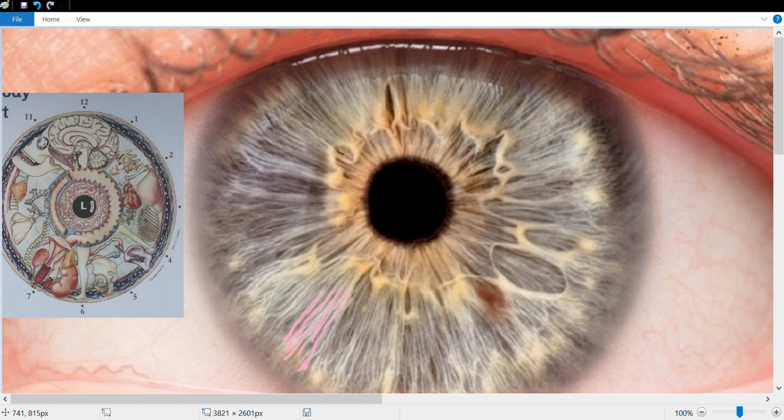Now, what are you looking for? So you can see, oh, well, here's my head and there's my brain area, but what does that mean? So we're going to take a look at different markings that you're going to see in the iris and how that relates to the iridology charts. Let's start in the center.